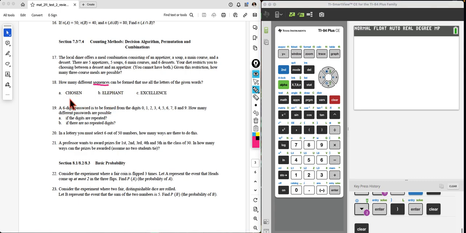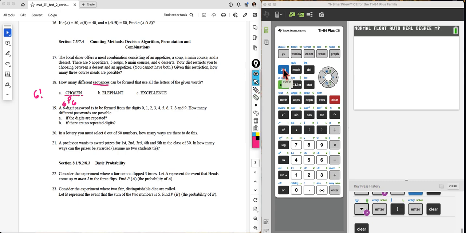So this first one. There are 1, 2, 3, 4, 5, 6 letters, and they're all different. None are the same. So this is going to be a permutation of 6 items using all 6. We can also see this is going to be 6 factorial. But let's go ahead and calculate that.